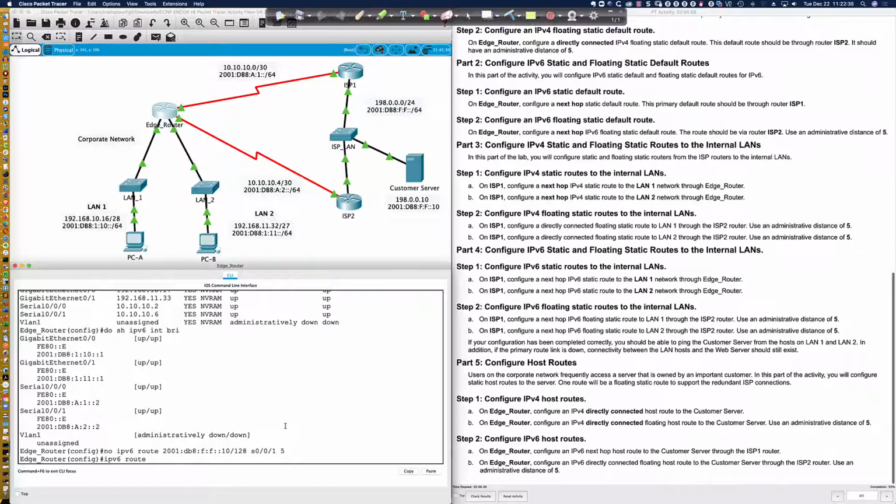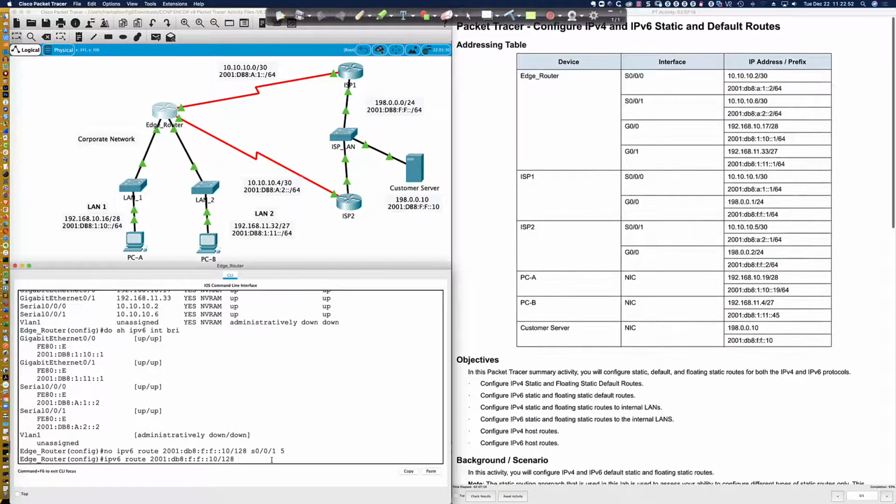Let's say IPv6 route to get to the 2001:db8:fox:10, and I keep looking up there to confirm that that is correct, /128, and I'm going to use the next hop IP just to see if that is the issue, that it's not grading it based on that directly connected interface, that it wants the next hop IP of ISP2, 2001:db8:fox::2, oh, wrong interface, 2001:db8:A:2::1, with an administrative distance of 5.